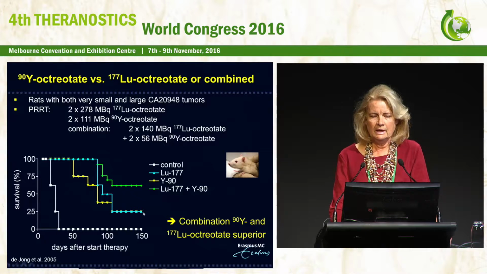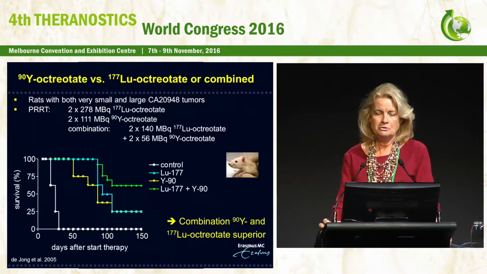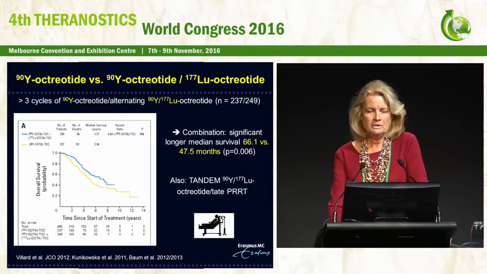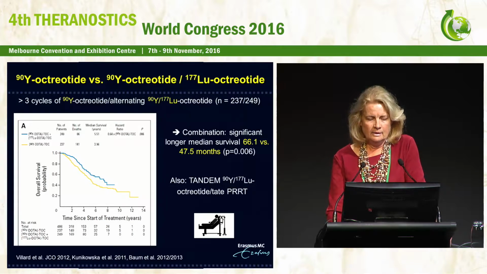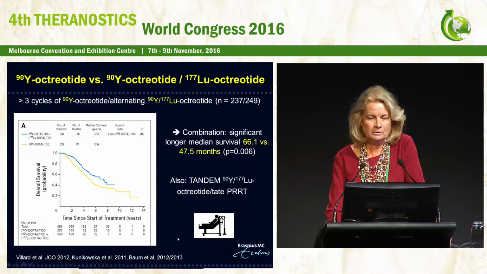And what we found was that the animals that had the combination, shown here in the green line in the survival curve, had a better survival than the animals that had only yttrium-90 or lutetium-labeled octreotide. So the combination was superior, and it was great to see that in clinical studies, and the references that I showed here are not complete. There's more studies now, that also in clinical studies, the combination gives a significant longer median survival than only the yttrium-labeled octreotide in this case. Also, tandem therapy is being performed, so that's alternating forms of yttrium and lutetium-labeled peptides.